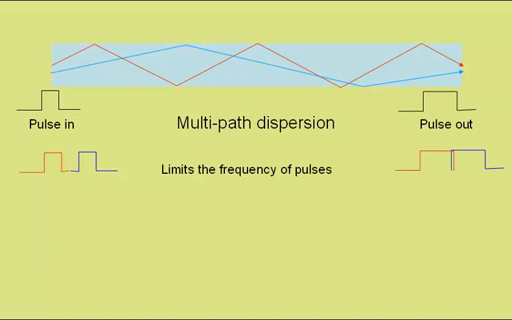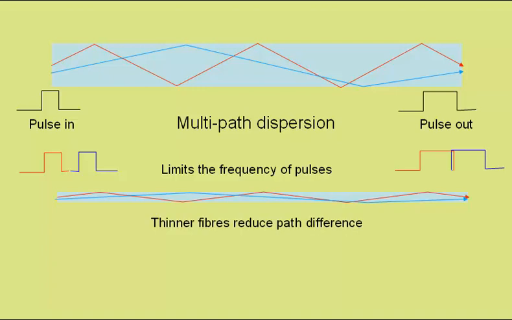One way to improve the situation is to have a narrower fibre. This then reduces the path difference. The red path is now not quite so much longer than the blue path. With a narrow fibre we could have a maximum transmission rate of around 10 to 20 MHz over a kilometre of optical fibre. If a signal of this frequency was sent over longer than a kilometre, there would be a danger of the pulses merging.